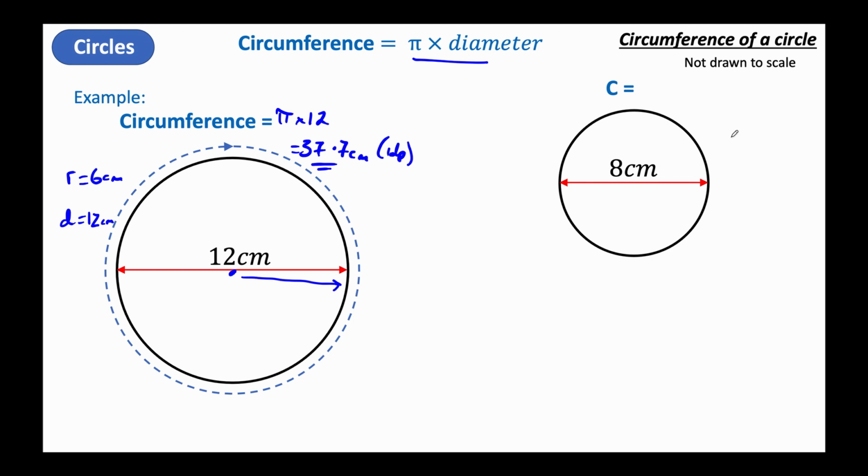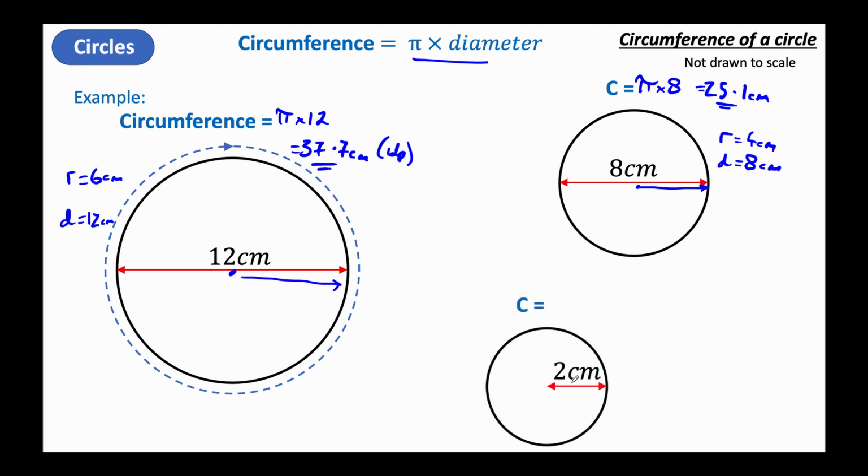What about this one? Well, first of all, let's write down r equals, d equals. Have I got a radius or a diameter here? Well, this is a diameter, it goes all the way across, which means my radius will be half of that, because the radius only goes half the way across, from the center to the outside. And so circumference is pi times diameter, so it's pi times 8. In this case, just put it in your calculator. 8 times pi is, to 1 decimal place again, 25.1 centimeters. Easy, huh?